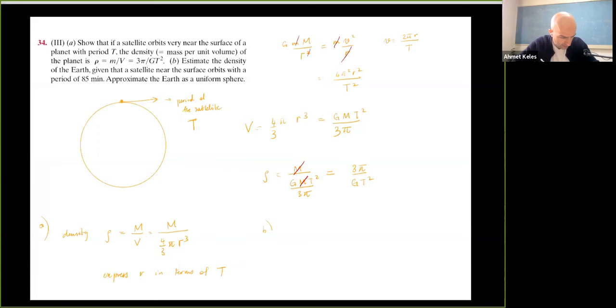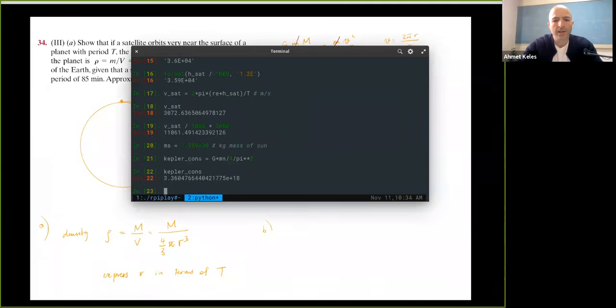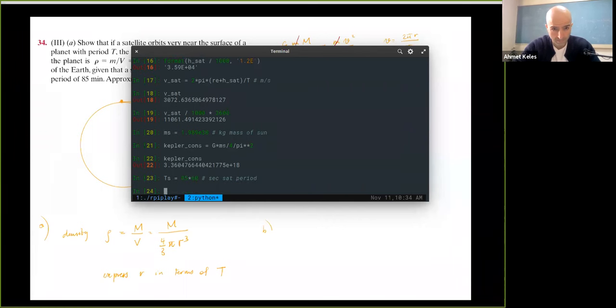Now estimate the density of Earth given that a satellite in near-surface orbit has a period of 85 minutes. Approximate the Earth as a uniform sphere. Okay, so let's just put the numbers. Let's call this T satellite, T_S, is 85 minutes, which means times 60 seconds. And rho is equal to 3 times pi divided by G times T_S squared.